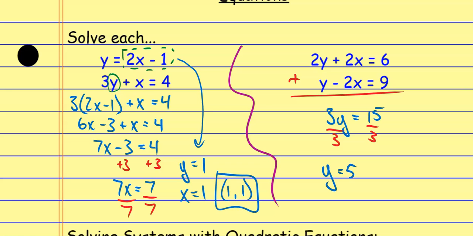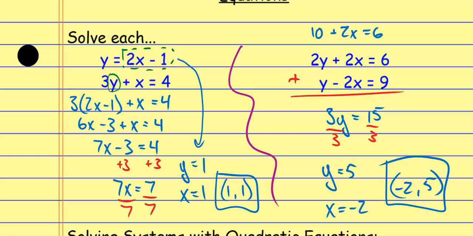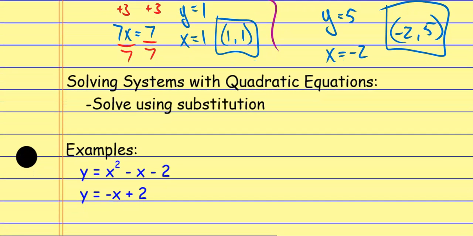I'm not done yet. I have to plug that 5 back into one of these equations. Let's say I plugged it into this one up here. Then I have to subtract that 10 from each side, divide by the 2, and I get negative 2 for my x value. So that's going to be negative 2, 5. So remember, when we're solving a system of equations, we use substitution or elimination to get one of the variables. Then you have to plug it back in to get the other variable. So not really much difference here.